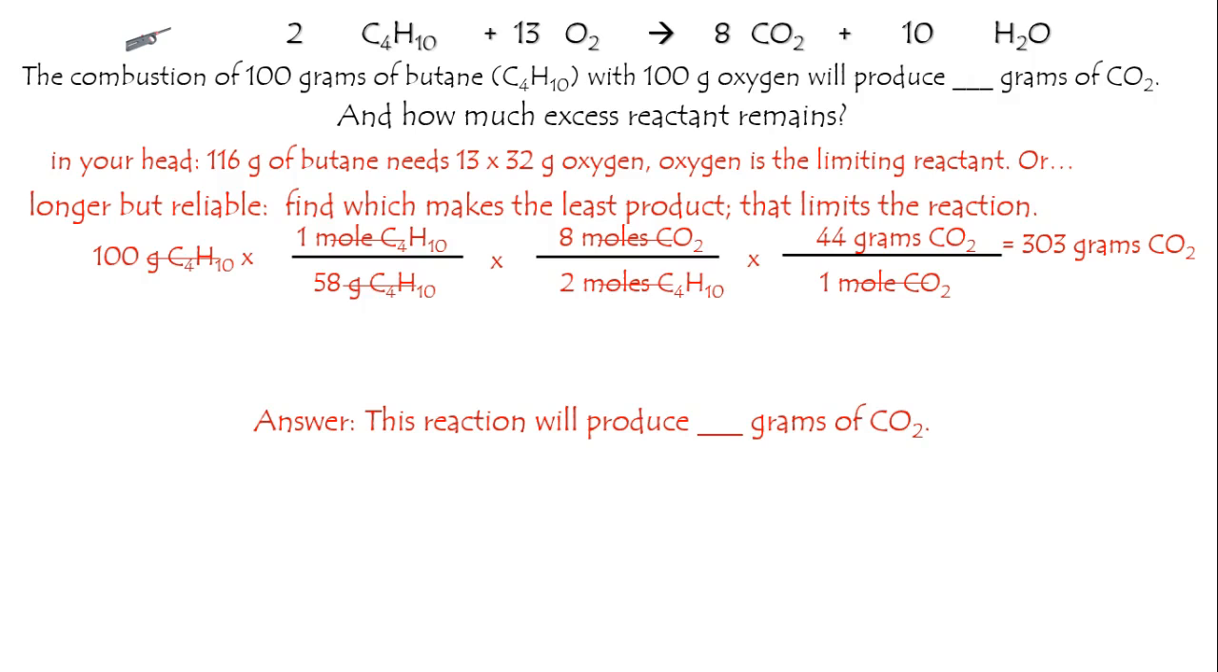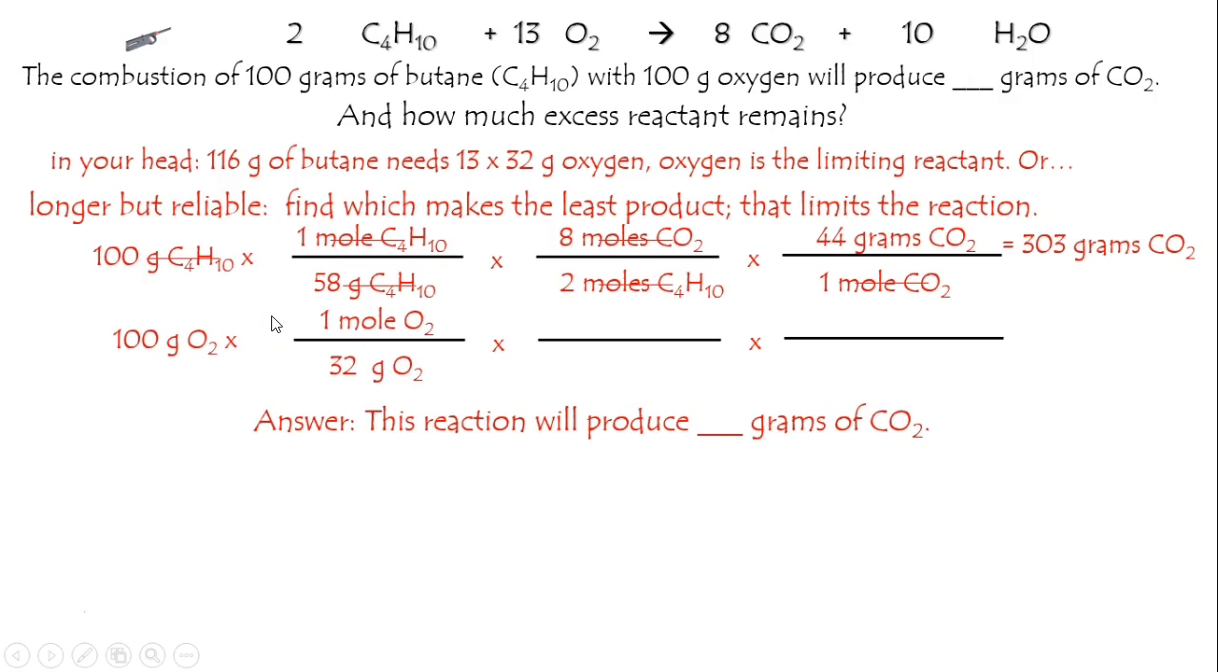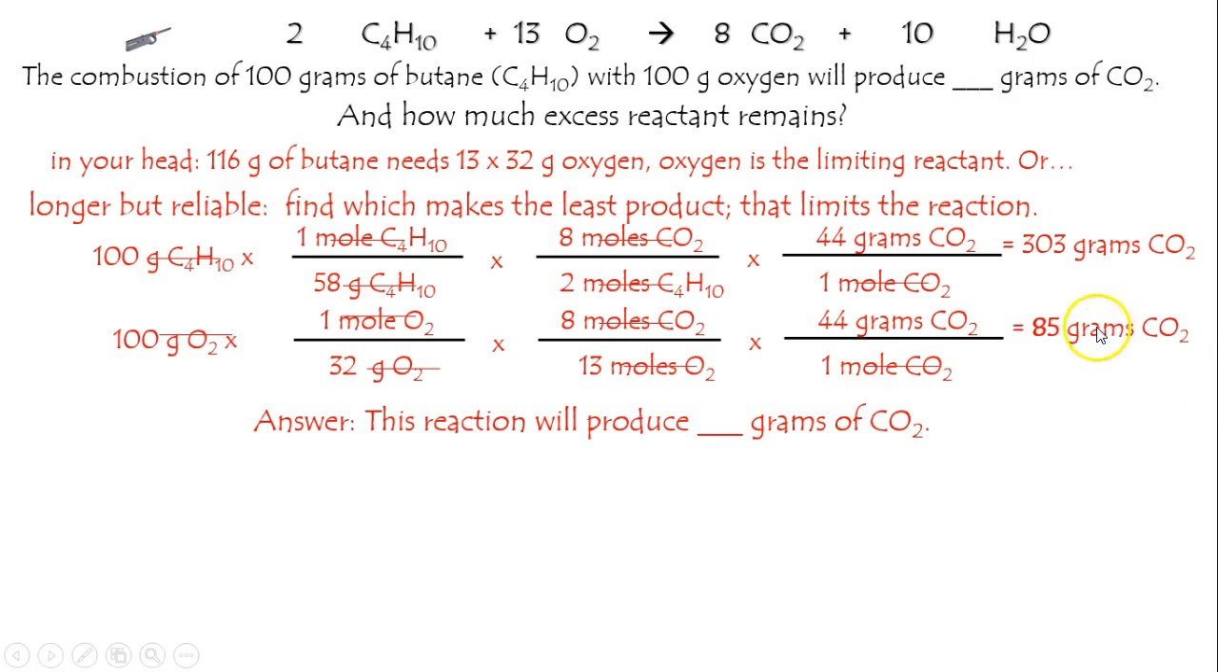For the oxygen, I believe we will run out of it much sooner. Set up your 3 steps since it's a gram to gram conversion. Remember, we're going to grams of carbon dioxide. In this case, 32 grams is a mole, but every mole of oxygen will produce only 8 moles of carbon dioxide. Those are the numbers in front. See the 13 and the 8? It still has a mass of 44 grams, and we run out of oxygen after making only 85 grams of carbon dioxide, at which point the butane is just sitting there. So this reaction will only make 85 grams of carbon dioxide.